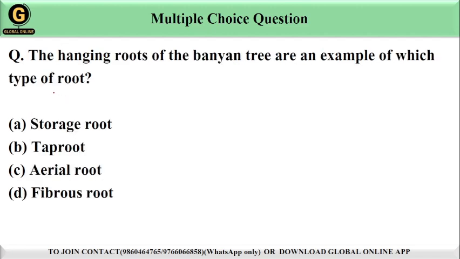Let's move to the next question. The hanging roots of banyan tree are an example of which type of roots? We have options here: storage root, tap root, aerial root, and option D, fibrous root. The correct answer is going to be C, aerial roots, because the banyan tree produces aerial roots which grow from the branches and hang down into the soil. These roots help the tree in stabilizing itself by anchoring to the ground. Over time, the aerial roots become thick and support the tree, allowing it to grow larger. This adaptation is useful for banyan tree as it often grows in areas with shallow soil or where it needs extra support to stay upright. So the correct answer is option C, aerial root.